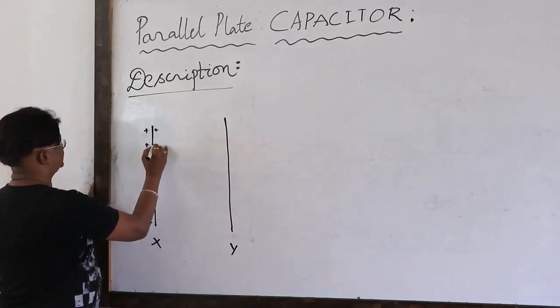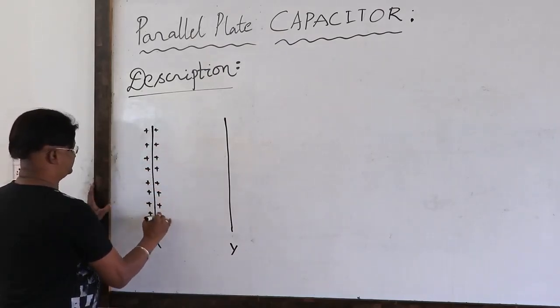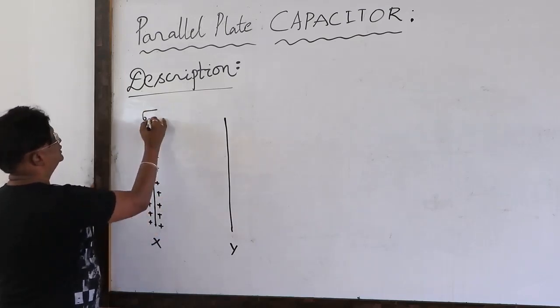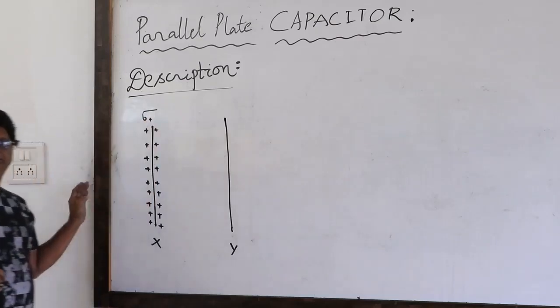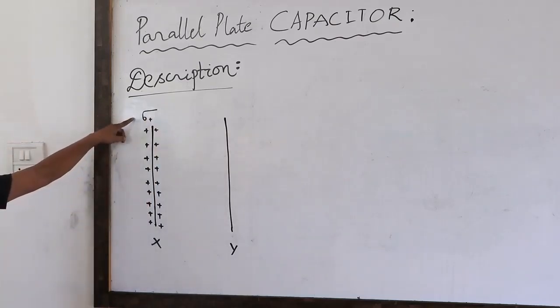I make it as a positively charged plate. Of course, even the other side. This is a positively charged plate, and if now I am writing here a sigma plus in line, because this is having a surface charge density of sigma.